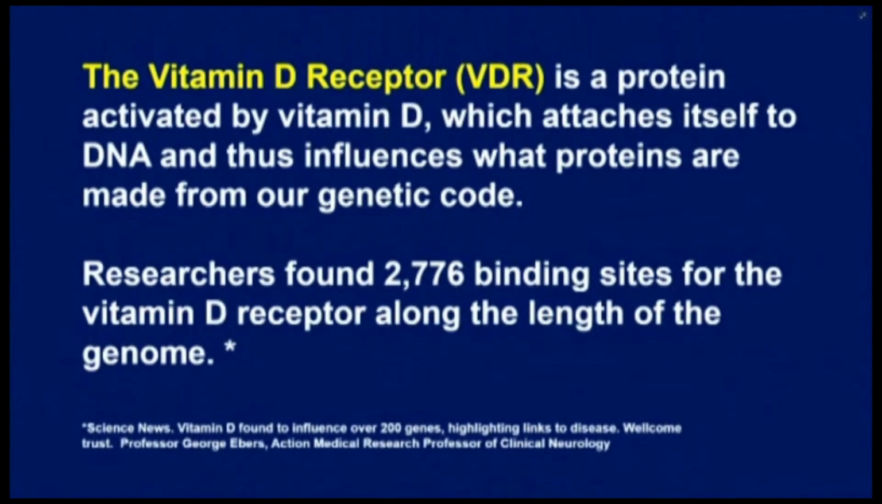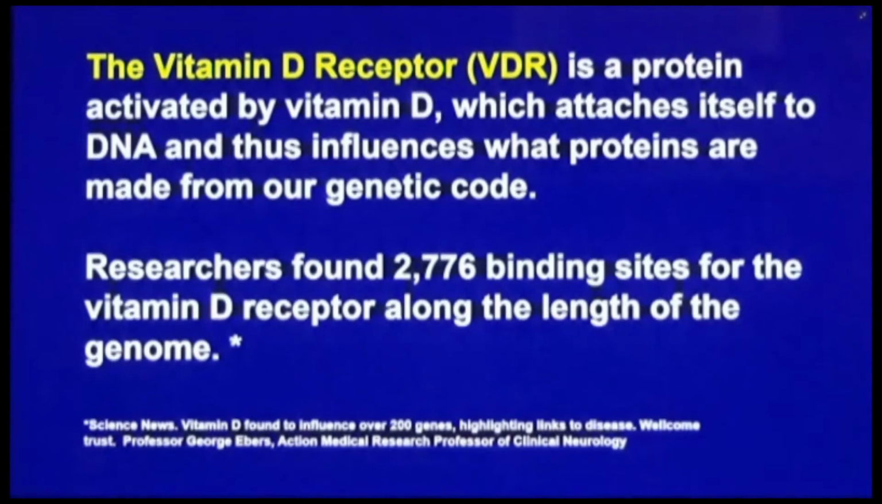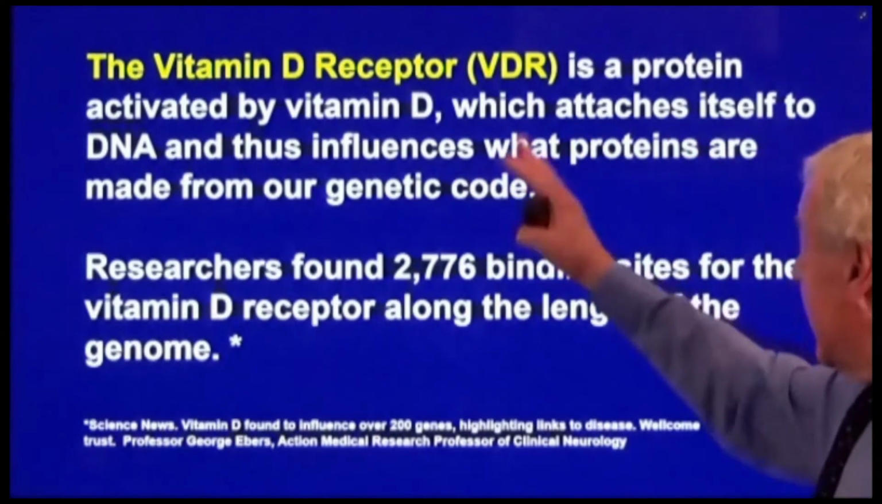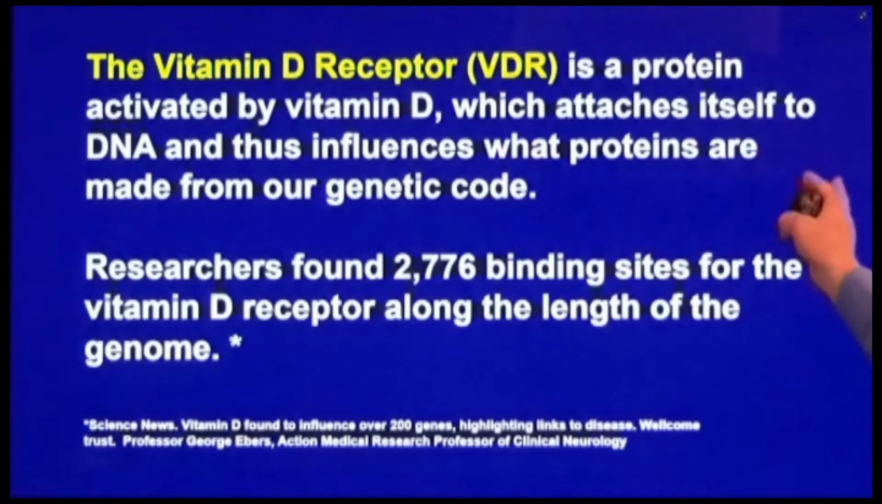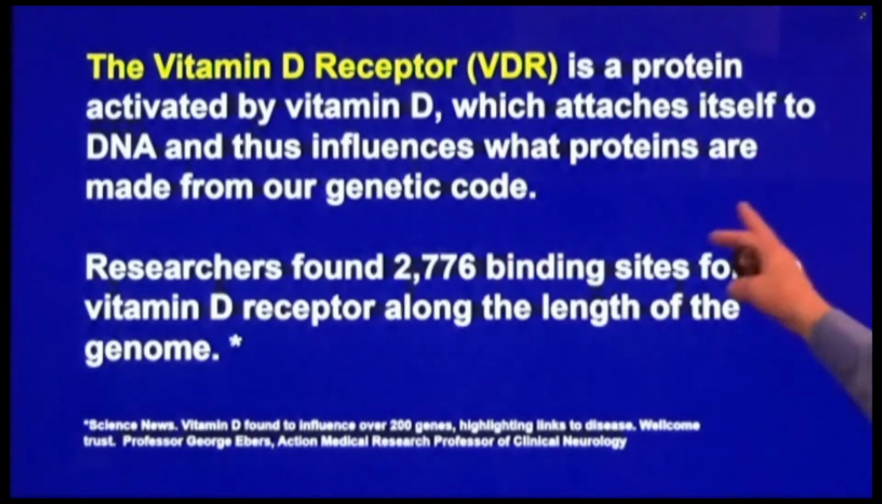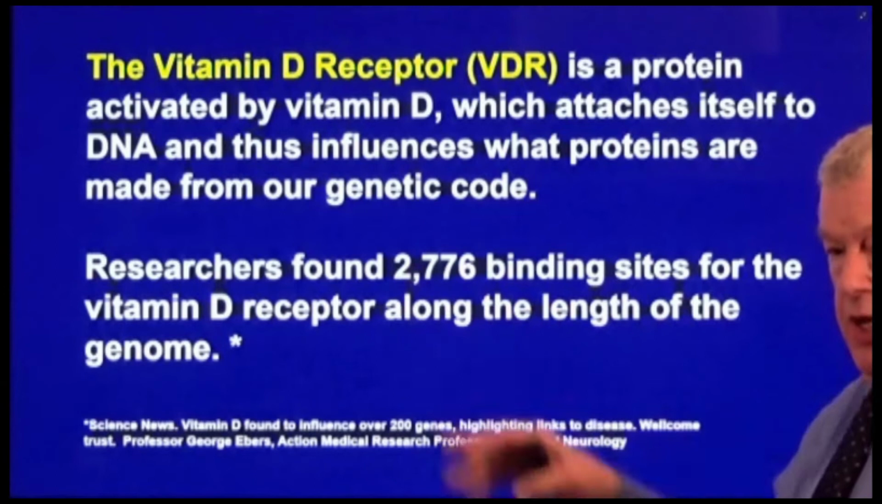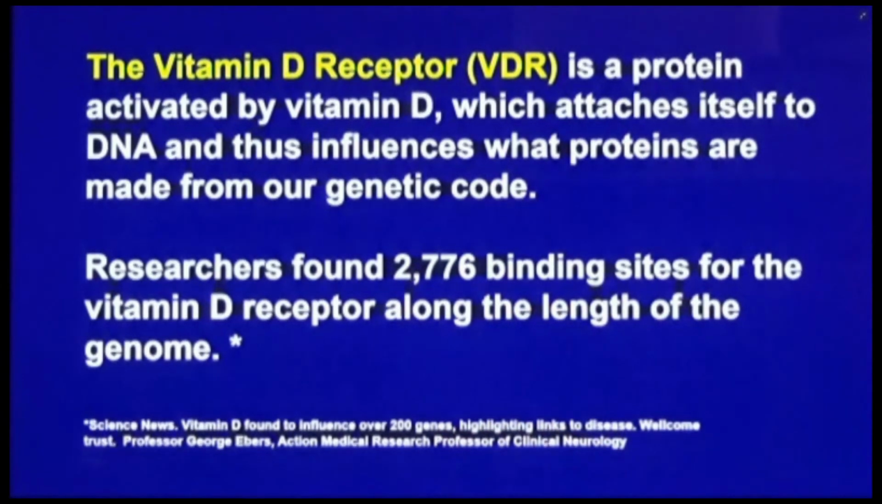Along with vitamin D, of course, sometimes people have very high levels of vitamin D, but it doesn't seem to be effective. This can be because the vitamin D receptor is blocked, often with toxic metals and chemicals or lack of the essential fatty acids. So we need to sometimes look at the VDR, the vitamin D receptor. It's a protein which is activated by vitamin D, which attaches itself to the DNA and thus influences what proteins are made from our genetic code. This is a receptor on the nuclear membrane, not the cell membrane, and directly affects the genetic code.